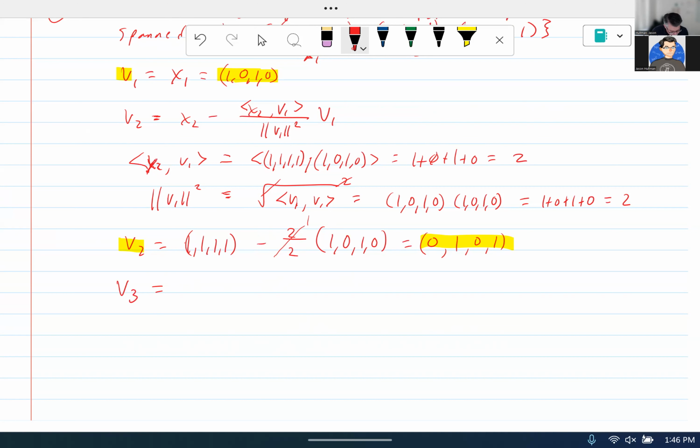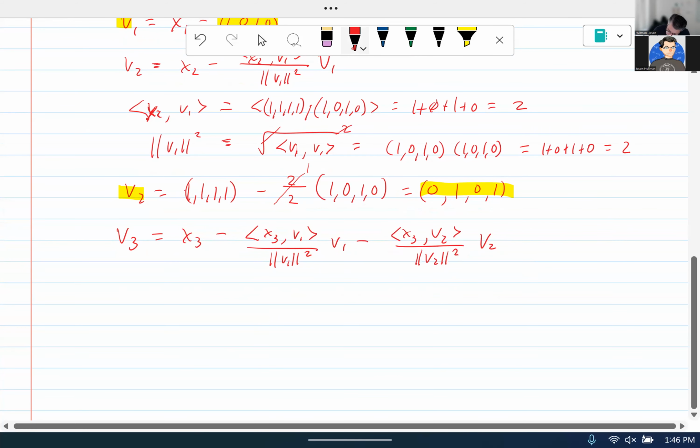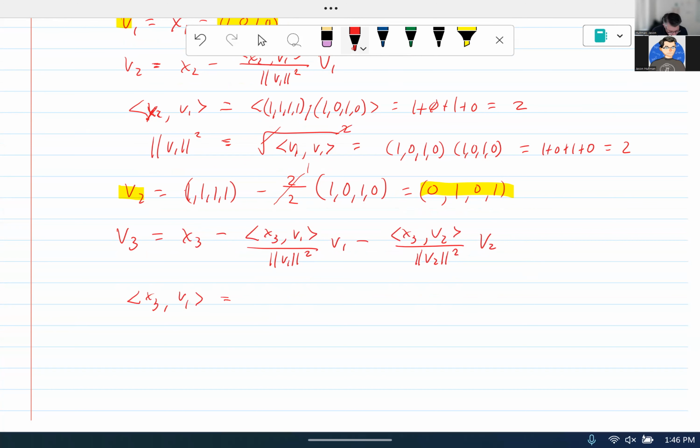V3 is going to be equal to X3 minus X3 inner product with V1 over the norm of V1 squared, times V1, minus X3 inner product with V2, all over the norm of V2 squared, times V2. Okay, so let's find what's X3 dotted with V1. Standard inner product for x3 and v1.